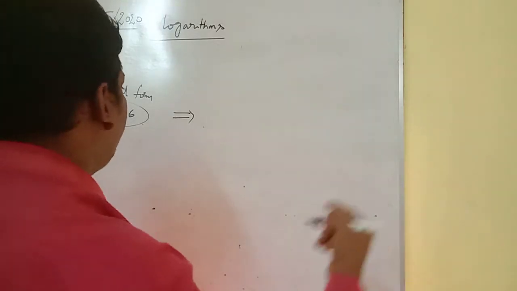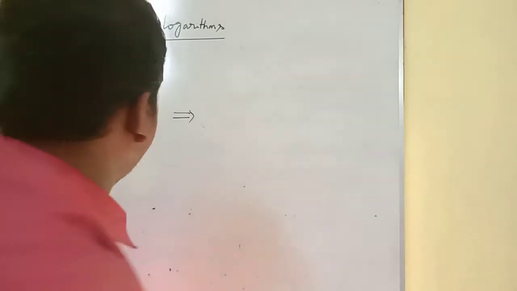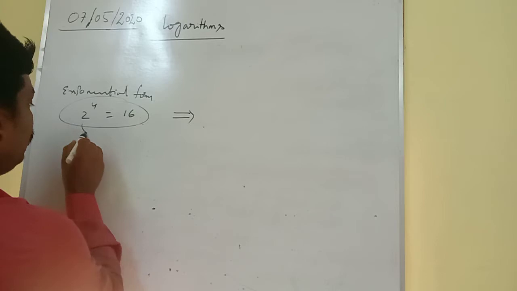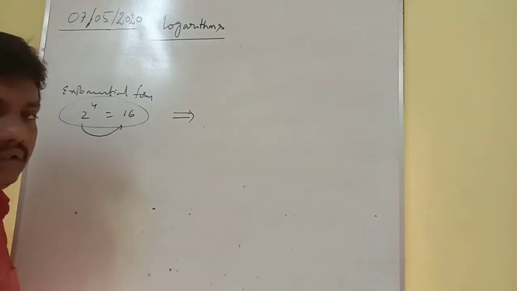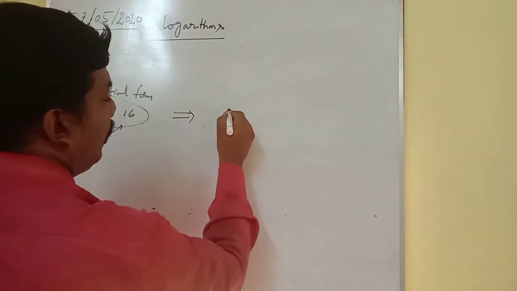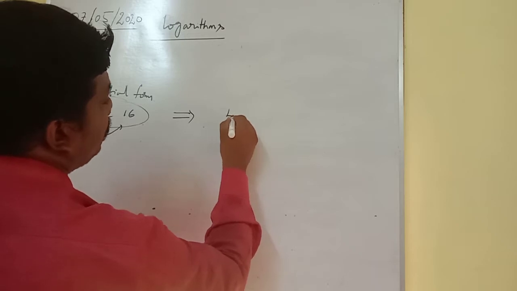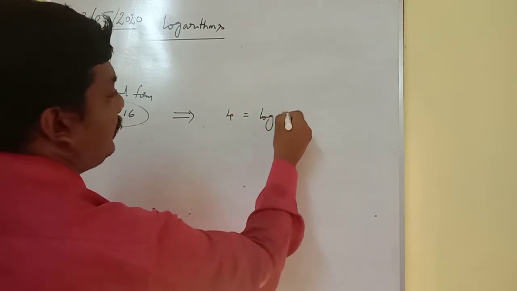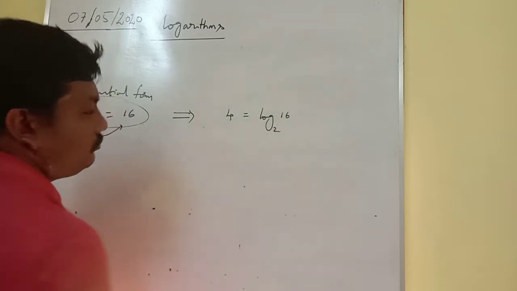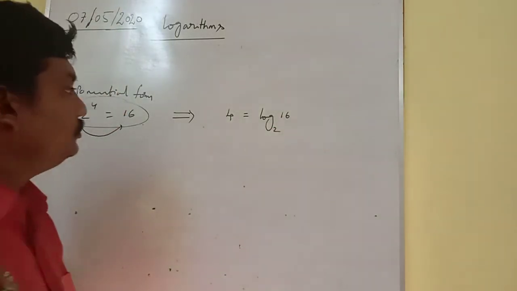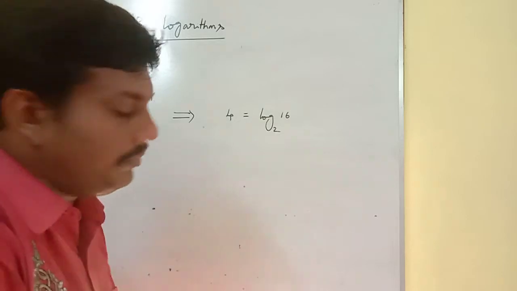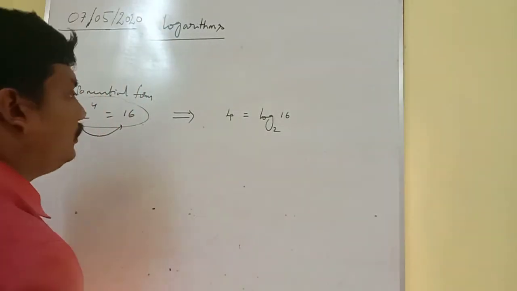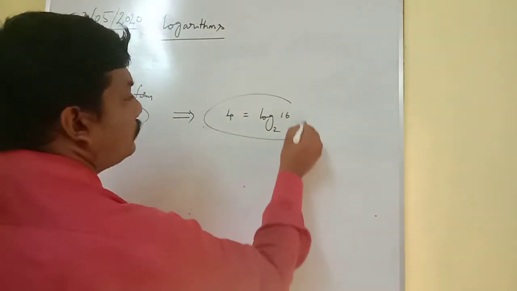To obtain the logarithmic form from the exponential form, we need to change the base from here to here. That means 4 is equal to logarithm of 16 to the base 2. So this is called logarithmic form.